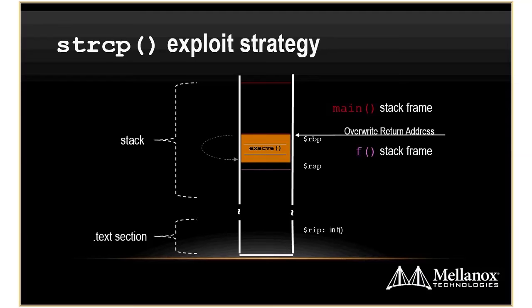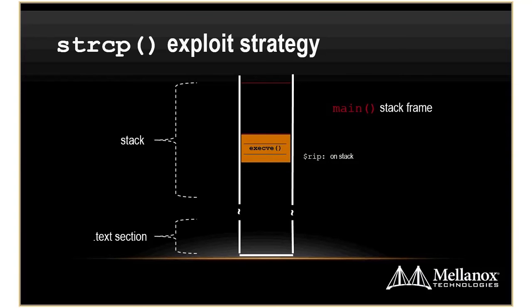Our input will consist of two parts. The first part is the implementation of execve in assembly, and the second part overrides the return address and sets it not in the text section, but at our execve code. Our execve will execute, and we'll have a shell running. Okay, so far so good. When we return from F, execution resumes on the stack.